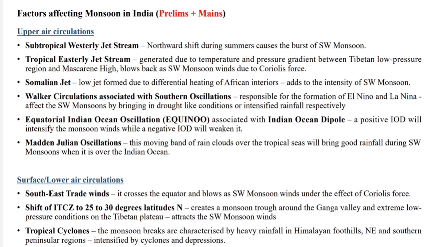The lower air circulations include the southeast trade winds that convert into southwest trade winds during the end of the summer season. Then we also have the tropical cyclones in the two adjoining seas around India that are responsible for the breaks in monsoon. So we have understood that there are a host of parameters that affect the monsoon in India and also make prediction very difficult.